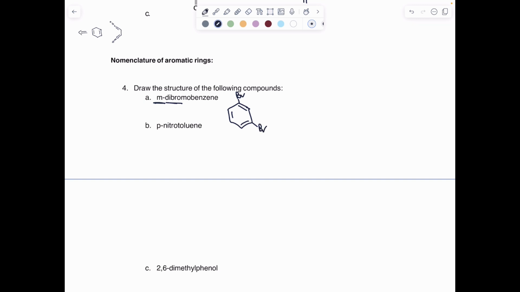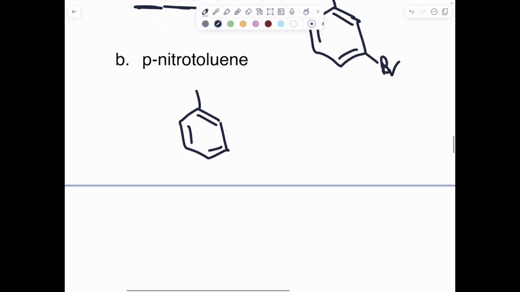All right, part B says p-nitrotoluene. So let's draw the parent structure, which in this case is toluene. Which looks like this. And then we have a nitro group in the para position. So again, this is ortho, this is meta, this is para. So we're going to draw nitro in the para position.